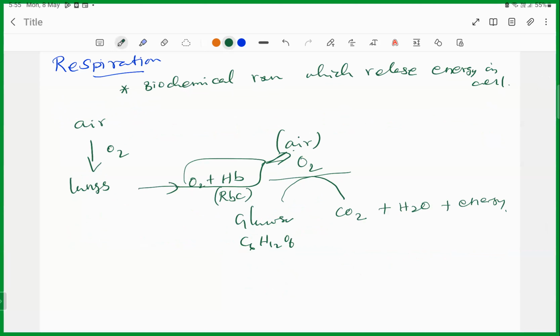So it is an important biochemical reaction which releases energy in the cell. When we breathe, oxygen enters our lungs, and this oxygen binds to the hemoglobin present in the red blood cell, and it carries oxygen to millions of cells in our body. This respiration occurring in the cell is accompanied by the combustion of glucose. When glucose is combusted it takes oxygen, which we get from the lungs bound with the hemoglobin. It converts the glucose into carbon dioxide, water, and then energy. That's why we call it an exothermic reaction.